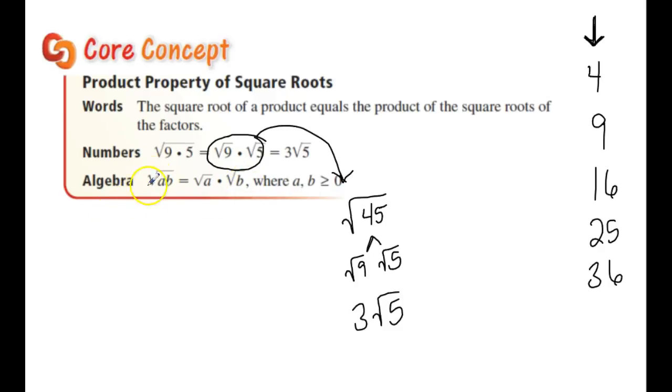Here we're looking at this same core concept just using letters. So if I have two things multiplied together underneath the radical sign, that's the same thing as the square root of the first one times the square root of the second one. Right? And as long as they're both greater than 0, this is true. So I can break things apart that are underneath my radical sign.